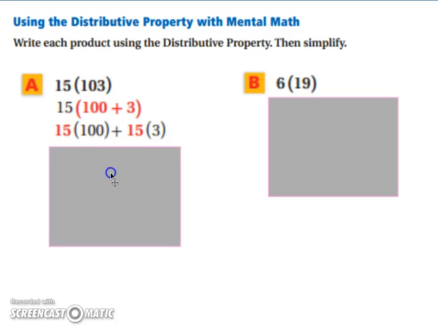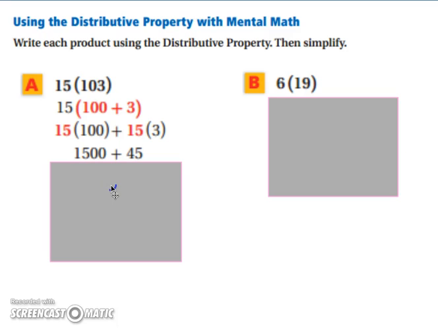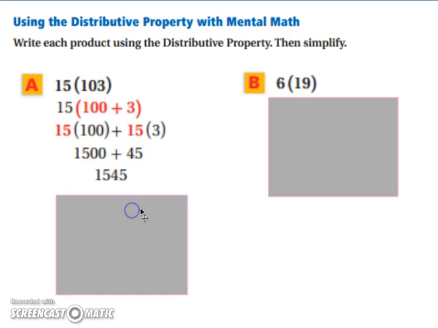15 times 100 is 1500, and 15 times 3 is 45. Now we can just go, okay, 1500 plus 45 gives us 1545. Much easier than trying to go 15 times 103. When you split things up, sometimes it makes it easier to do things mentally. Try it with B.